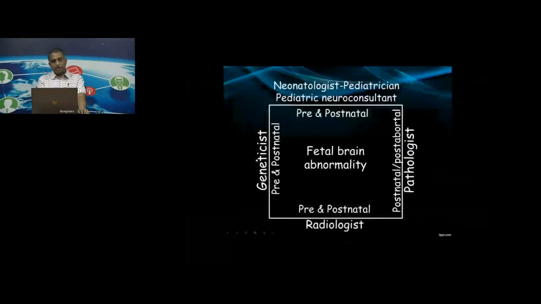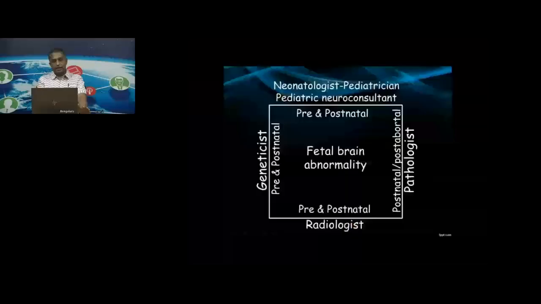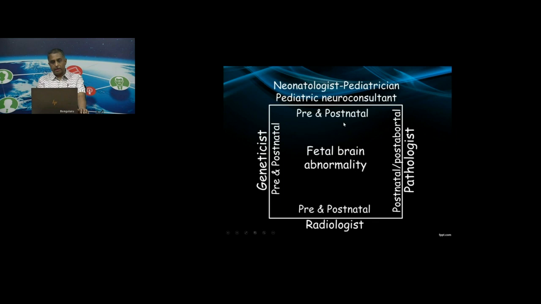You also have a geneticist who is involved prenatally or postnatally or even both to look at the genetic aspect. You have the neonatologist, pediatrician, and the pediatric neuro consultant who's going to be the clinician involved. You could involve the specialist prenatally or postnatally. And lastly, you have the pathologist who definitely comes in postnatal or post-abortal. So they are going to handle the brain per se in terms of gross anatomy and in terms of histopathology.